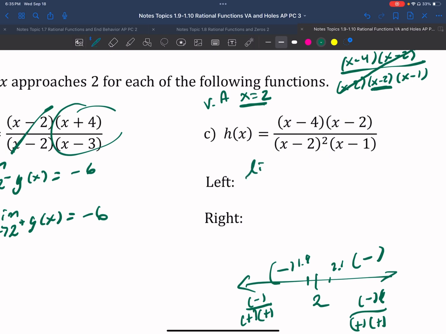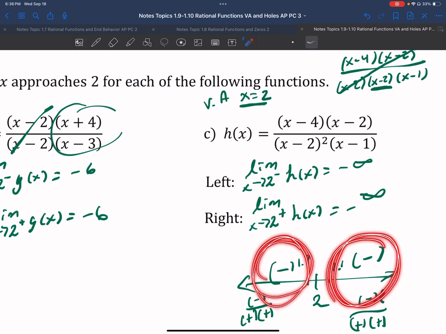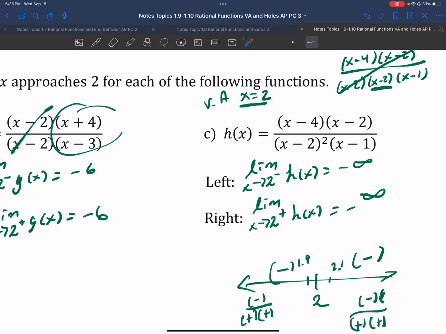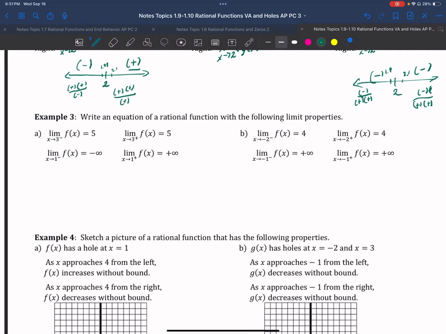So when I write my limit as x approaches 2 from the left for h of x, since I got a negative here, I know that my limit is negative infinity. And when I do my limit as x approaches 2 from the right for h of x, it is also going to be negative infinity. We talked about this last time. This is kind of like a multiplicity. Since it has a multiplicity of 2, or it happened twice, I know that the sign on the left of 2 and the sign on the right of 2 will be the same. So in this case, since the left was negative, the right also has to be negative, and that's always going to happen.